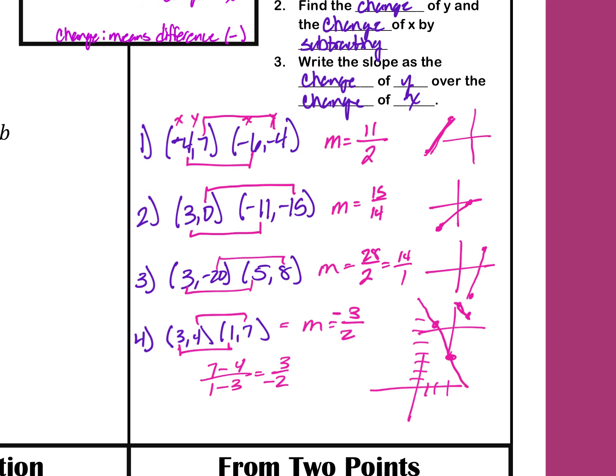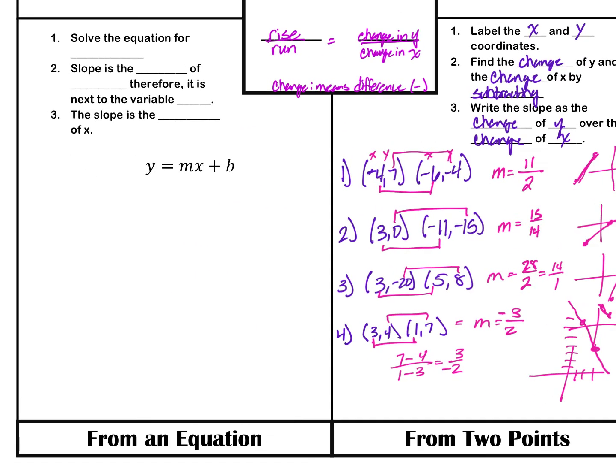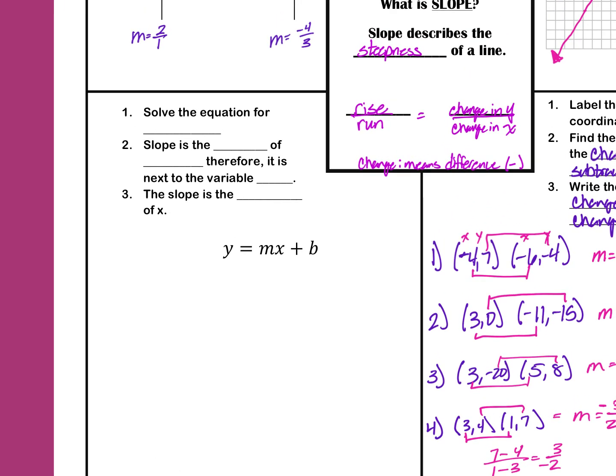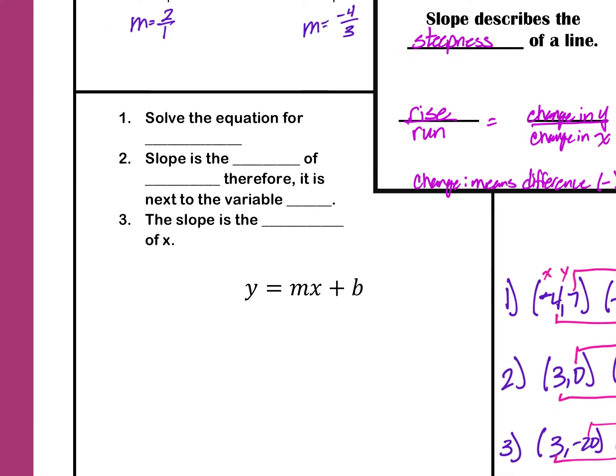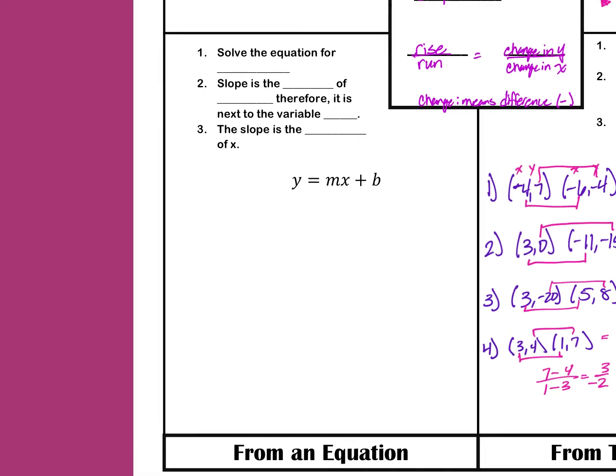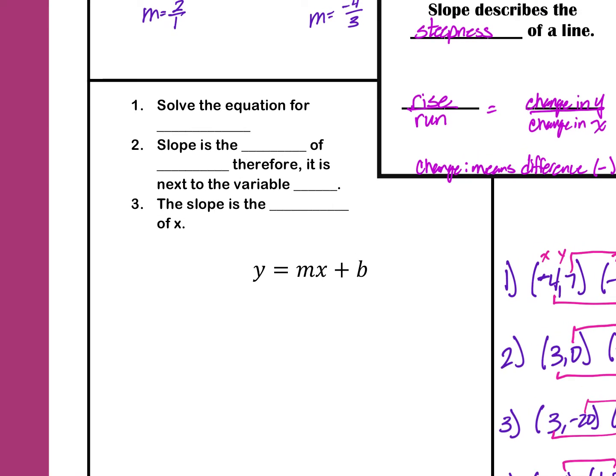Okay, so now we're going to do this one. This is the one where I think you guys have the most problems, and this is why I really wanted to do this over again, because from an equation is where you have the most problem. Solve the equation for y. I want to get y by itself.